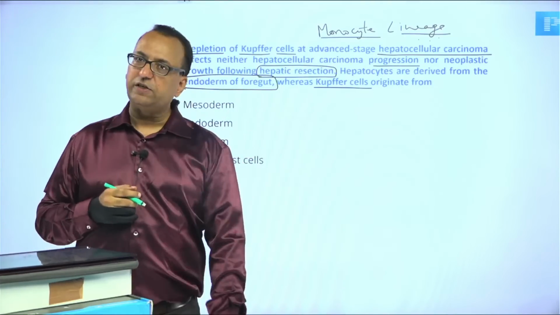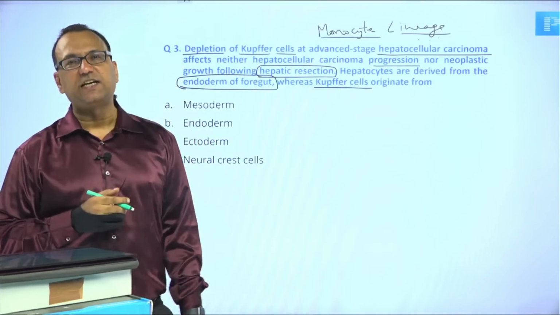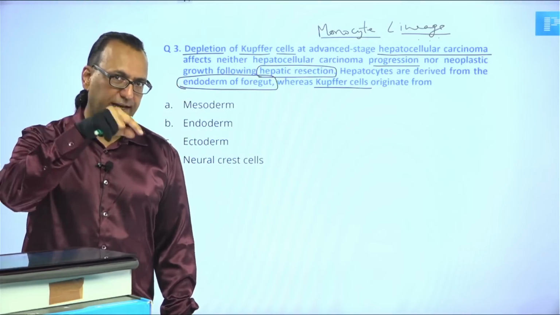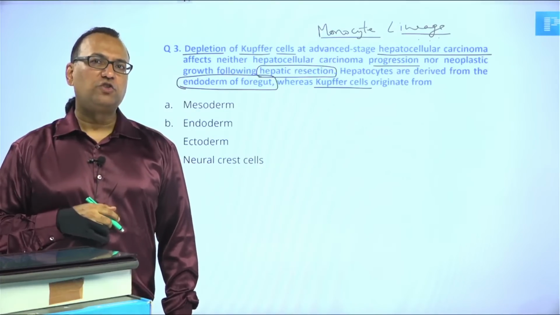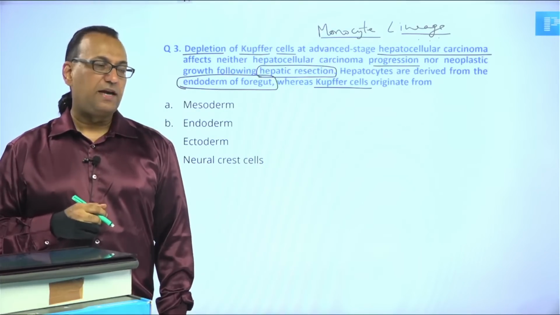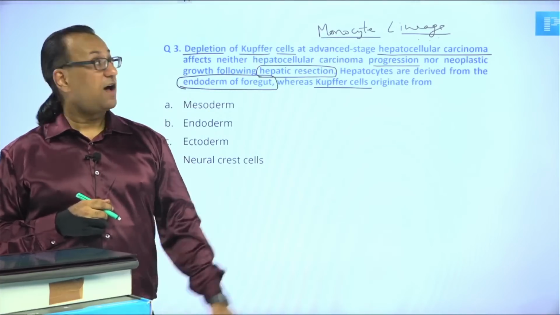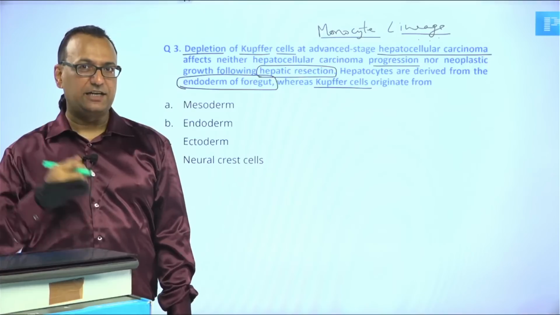Kupffer cell will originate from? We know Kupffer cells are basically macrophages, resident macrophages in liver. So where do the macrophages come from? Actually, they have migrated from the bone marrow only. They belong to this monocyte lineage.